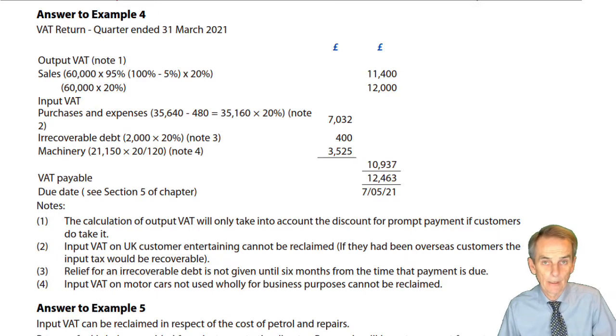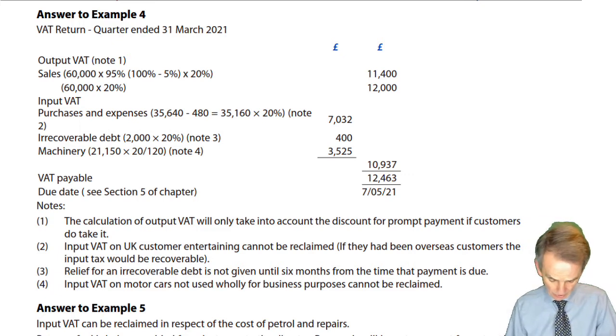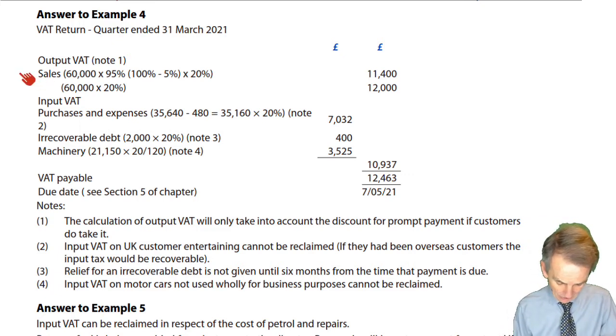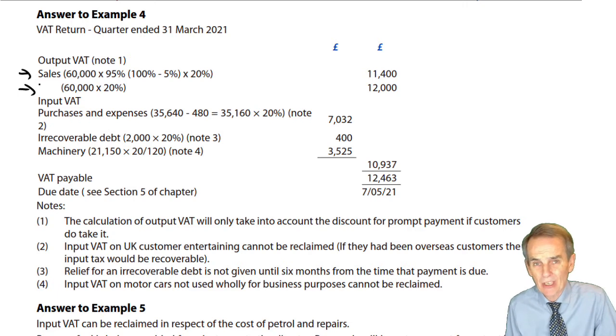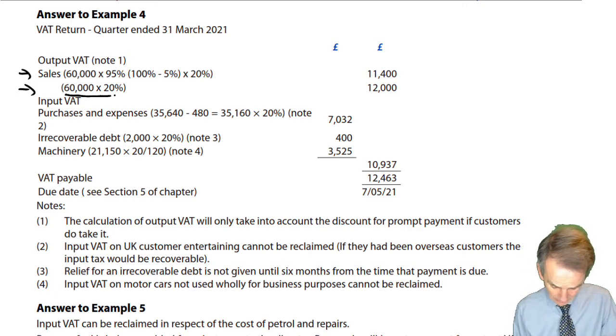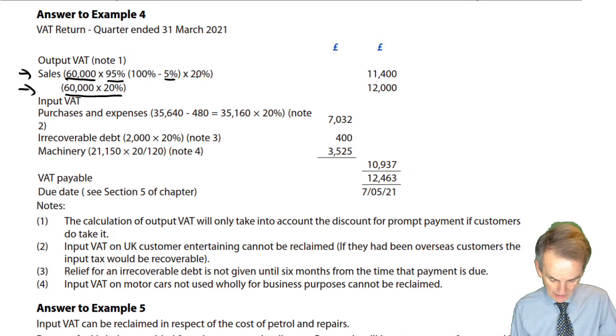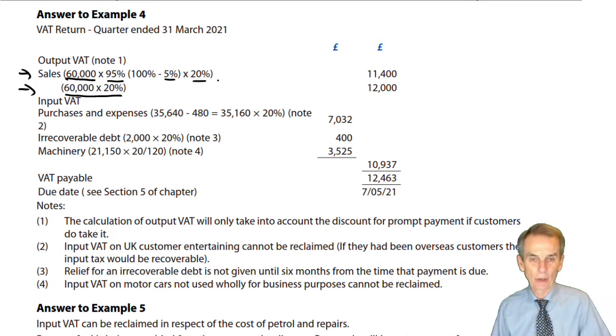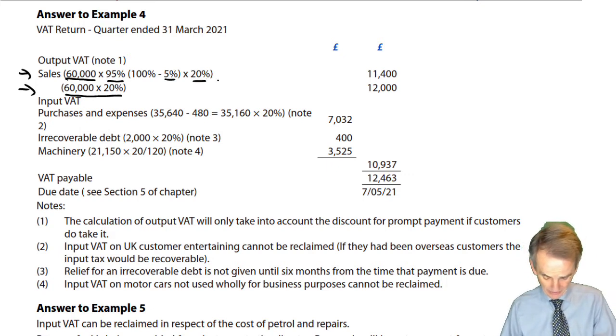Hopefully, therefore, given the discussion we've just had about that question, there were no problems for you in agreeing with the answer, as you see here. The sales, as we know, we had to split between the ones where the prompt payment discount was not taken. So that was just the 60,000 at 20%. And then we had, of course, the other half of the sales where the 5% discount was taken and we charged the VAT on the amount, therefore, that was received.